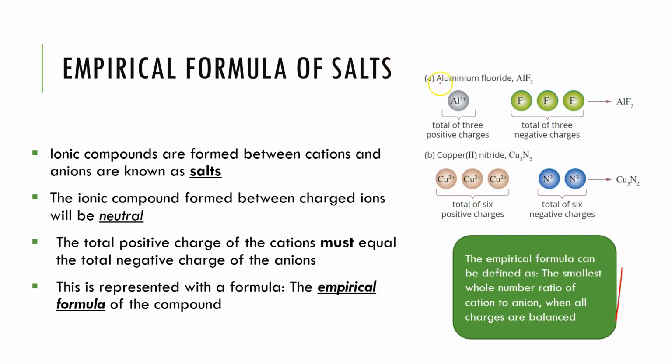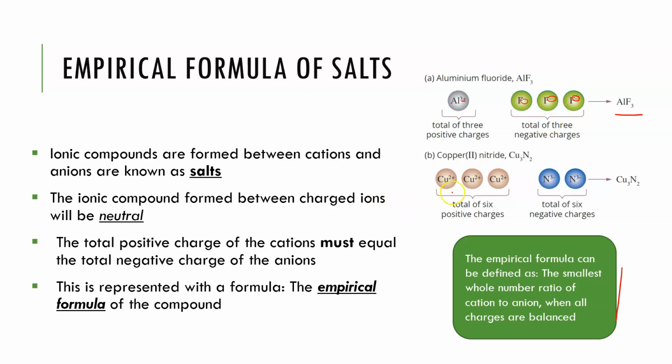If you have a look at these examples here with aluminium fluoride, AlF3, aluminium is in group 13, so has a positive 3 charge when it forms a cation. Fluorine is in group 17, so has a -1 charge when it forms an anion. I will need 3 lots of -1 to give me a total of 3 negative charges to balance out the 3 positive charges of the aluminium. So this means that the formula for aluminium fluoride, which will be a neutral ionic compound, will be AlF3.